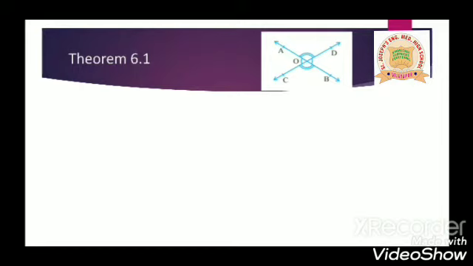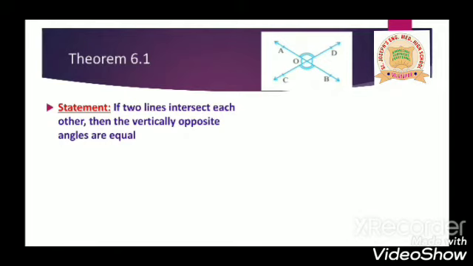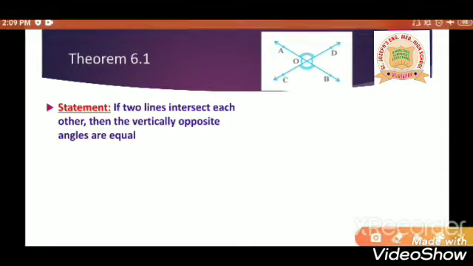Okay, now let's go to theorem 6.1. What does this theorem 6.1 say? Let us first find out what the statement of this theorem is. The statement says, if two lines intersect each other, then the vertically opposite angles are equal. So if you just see here, AB and CD are intersecting. They are intersecting at point O.